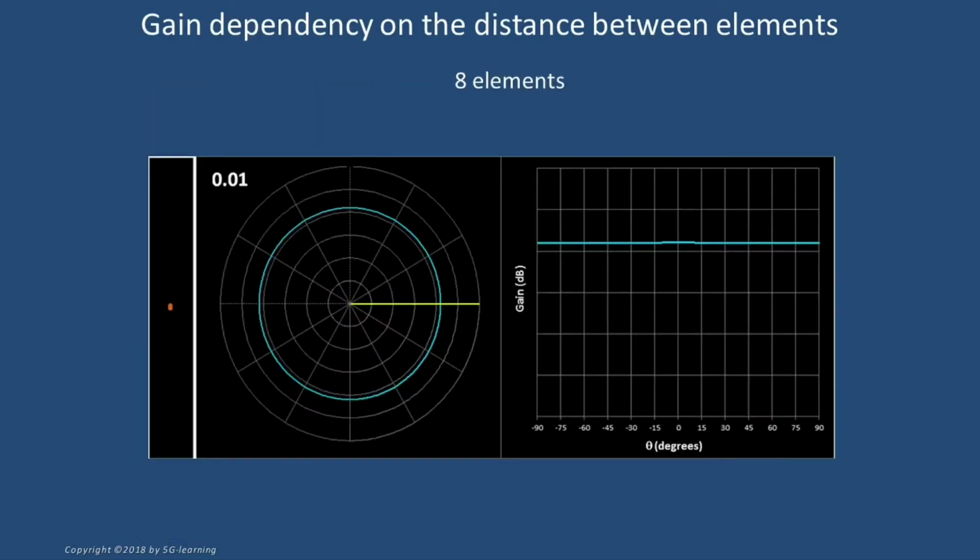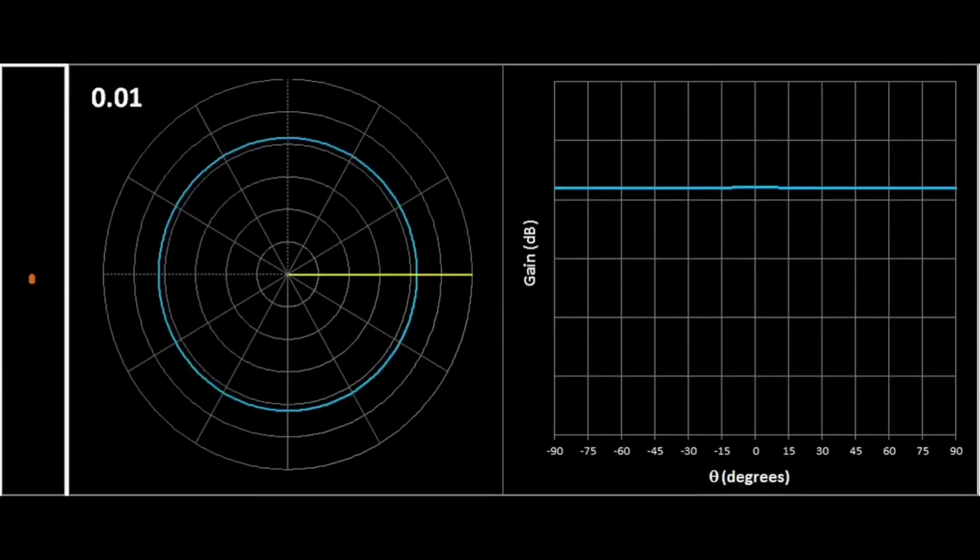The radiation pattern strongly depends on the distance between consecutive elements. Consider, for example, an array composed of 8 elements placed at 100th wavelength inter-element distance. When elements are so close to each other, the antenna array pattern is practically omnidirectional. The following animation shows the pattern evolution of this 8 elements array when the inter-element distance changes from 100th to half a wavelength.